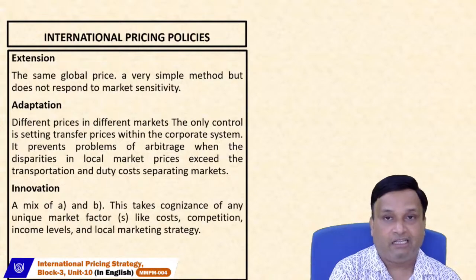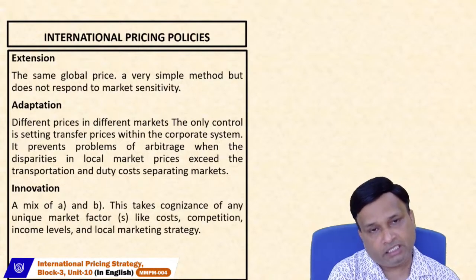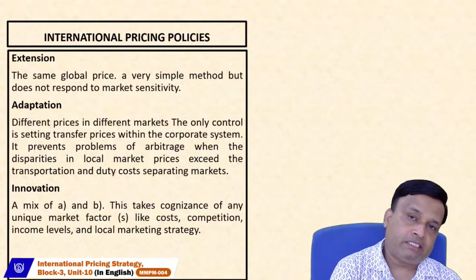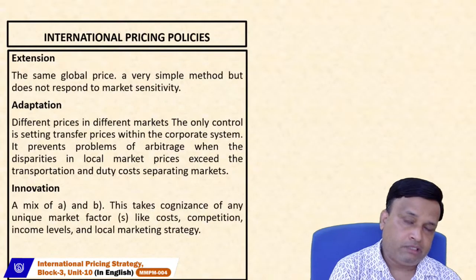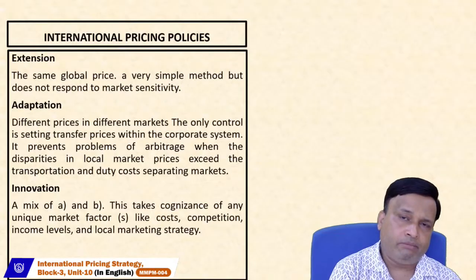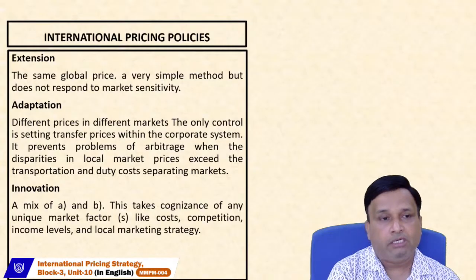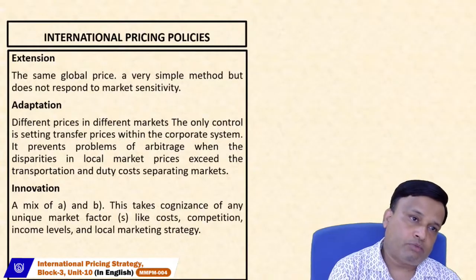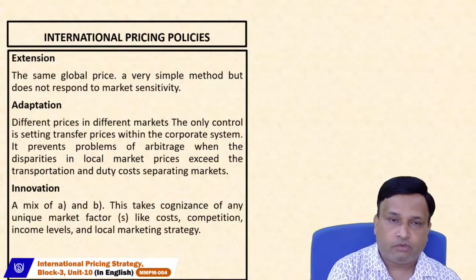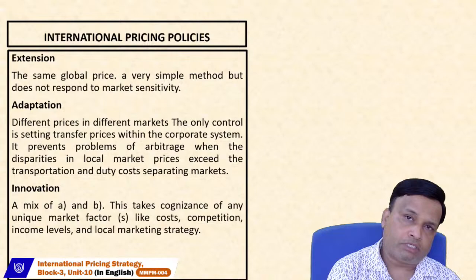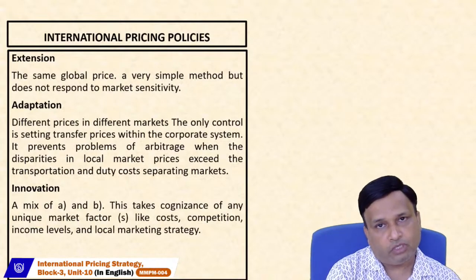The marketer has to be sensible enough to see what price the market can bear. If the market can bear a high price or a low price, then you have to go for a high price or a low price. If the market cannot bear it, that is the case if you are going for extension of pricing. Whatever price is prevailing in your country, you have the same price in your other countries. So what will happen?